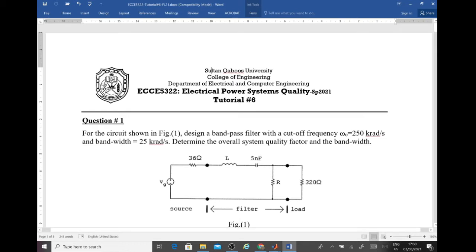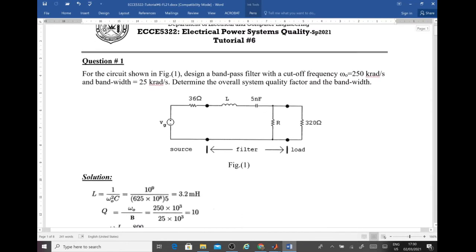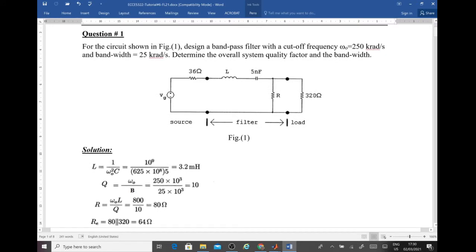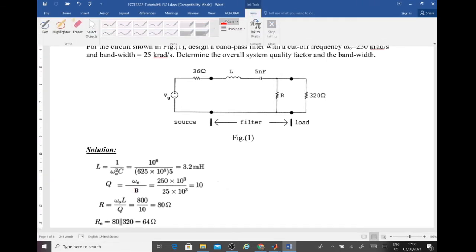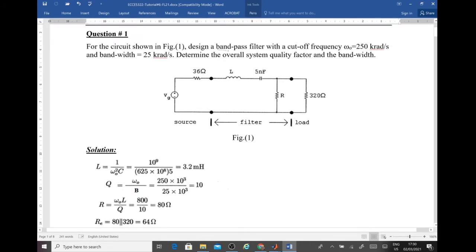In this tutorial we're gonna have 3 problems. The first one says that for the circuit shown in figure 1, design a band pass filter. Okay, so we need to design a band pass filter with the cutoff frequency omega naught and bandwidth of 25. This is part A, and then part B, we need to determine the quality factor and the bandwidth for the whole circuit. So let us first of all design the band pass filter, which is this one.